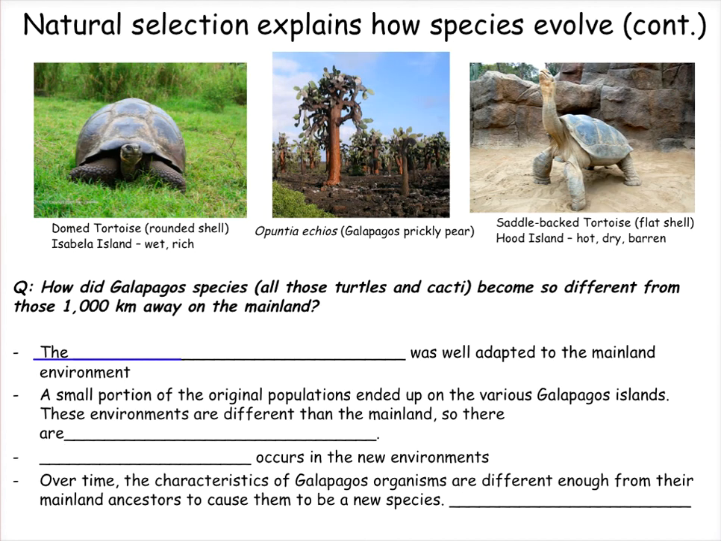Okay, so we'll again look at this question, this time how the Galapagos species, like the enormous tortoises and the cacti, became so different from those 1,000 miles away on the South American mainland. And we can see how this pattern is going. Just like before, Darwin would have suggested that the reason that the Galapagos species are so different is, again, because natural selection is causing evolution to occur.